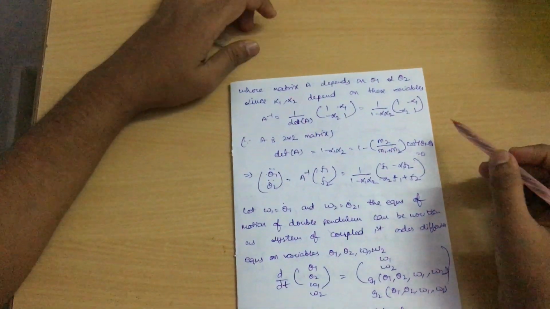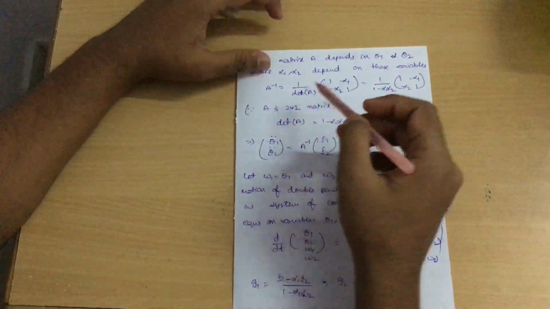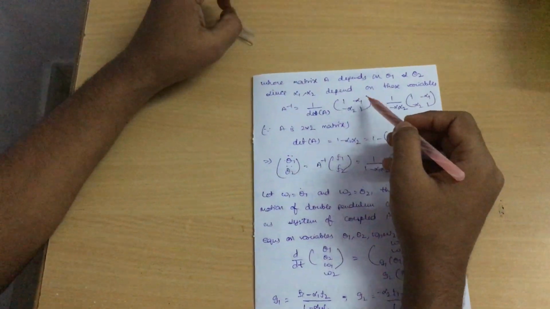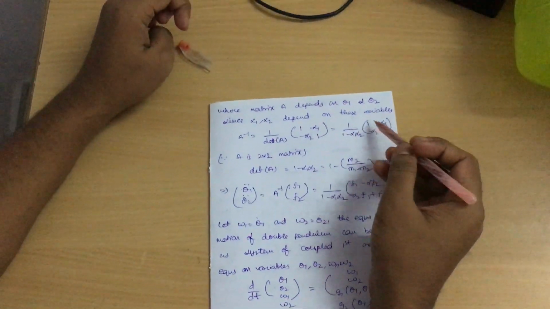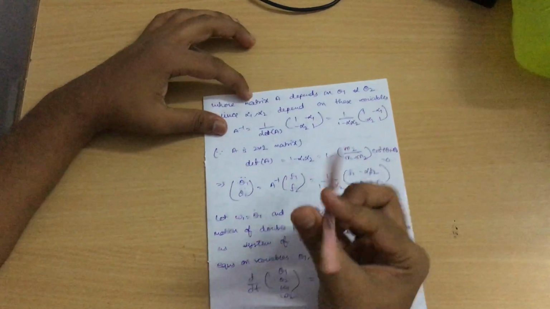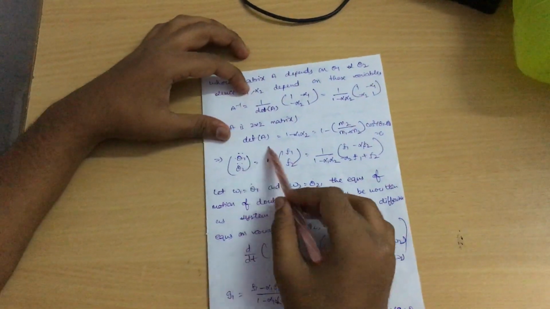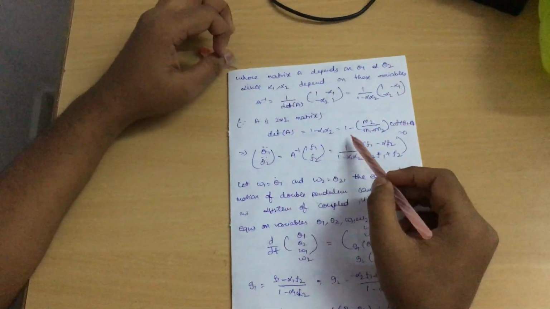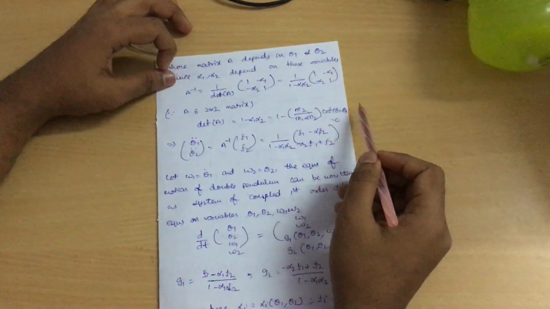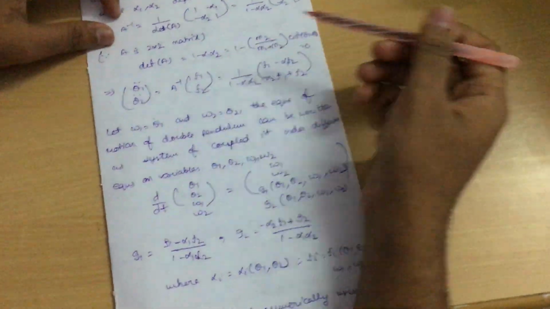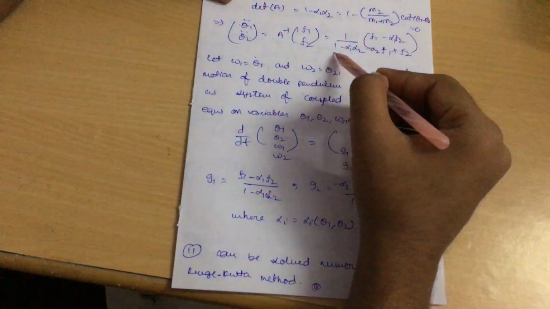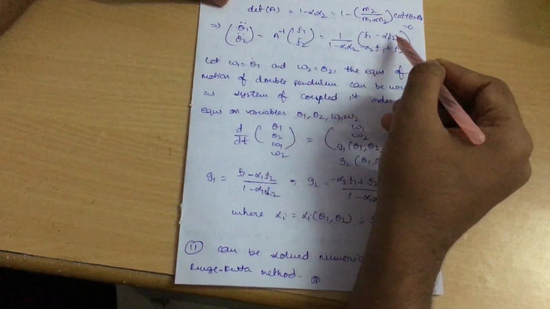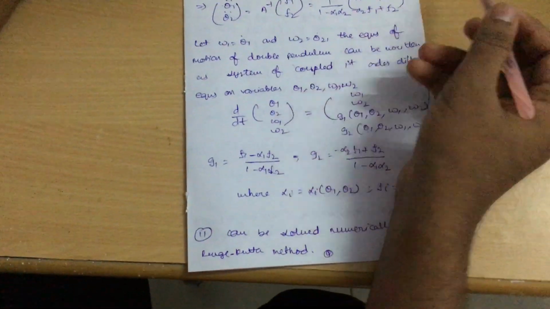Since alpha 1 and alpha 2 depend on these variables, A inverse is equal to 1 by delta A into the matrix 1, minus alpha 1, minus alpha 2, 1, which is equal to 1 by 1 minus alpha 1 alpha 2 into the matrix 1, minus alpha 1, minus alpha 2, 1. Delta A is equal to 1 minus alpha 1 alpha 2, which is equal to 1 minus m2 by m1 plus m2 into cos square of theta 1 minus theta 2, which is not equal to 0. This gives 1 by 1 minus alpha 1 alpha 2 into f1 minus alpha 1 f2, minus alpha 2 f1 plus f2.